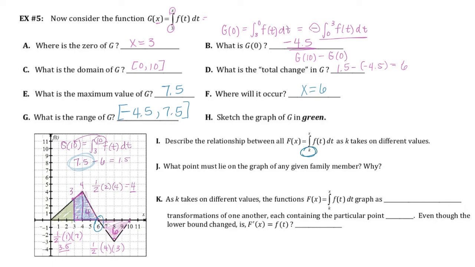So here, all of these values right here, this is going to be a vertical shift each time. And we would see that if we took time to plot those points, but I'm not going to go through and plot that. Now the next one, at what point must lie on the graph of any given family member? So it's talking about, okay, what value should always lie on there?